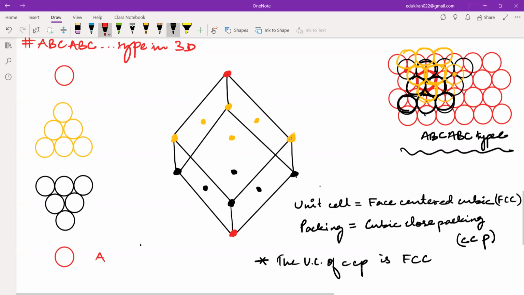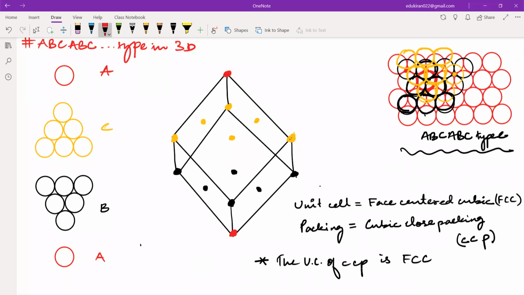Layer A. This is the layer B. This is the layer C. So again, a layer A. One more thing that is very important about a unit cell is that you have to end with the same layer that you started with. So if you started with A layer, then you have to go till A layer and then stop it.